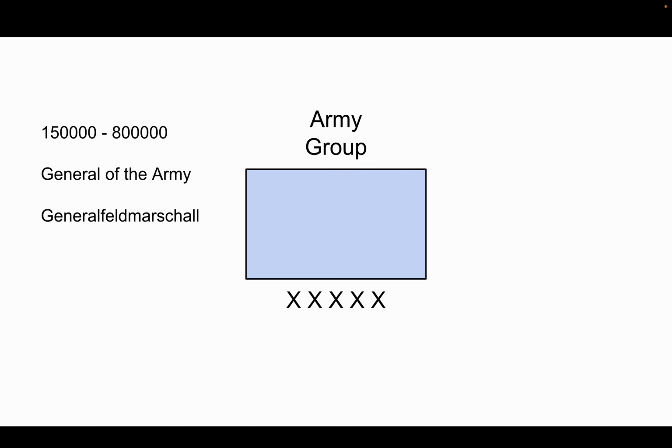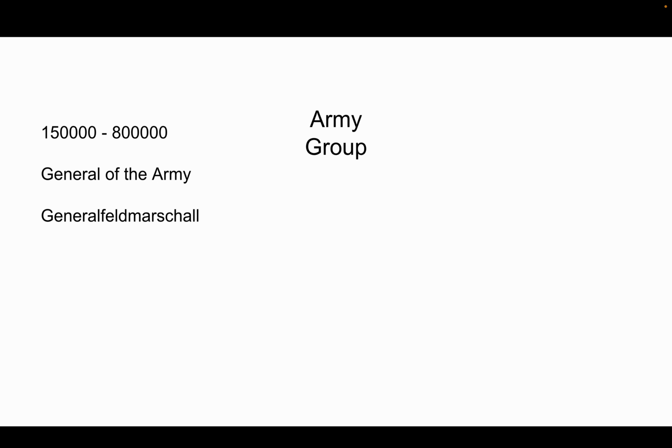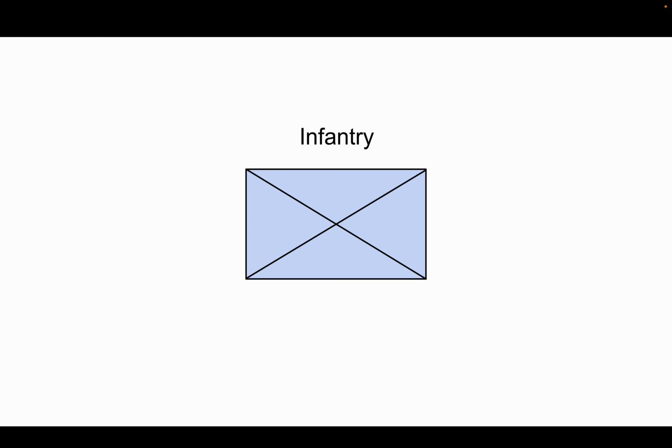There's a front or a theater, which is represented by 6 X's, but really you only see as high as army groups. So that's going to be the highest unit you'll really see. And now we dive into different unit types.